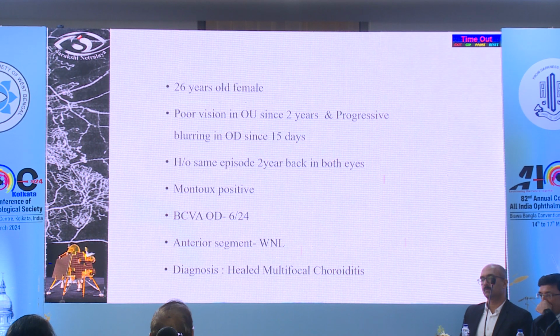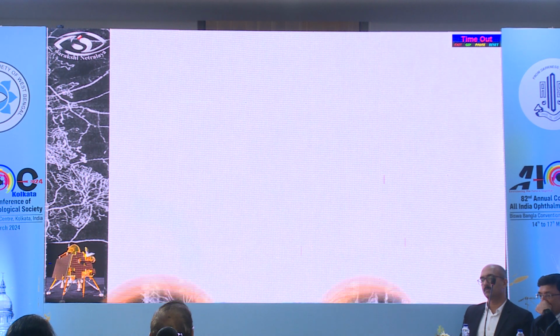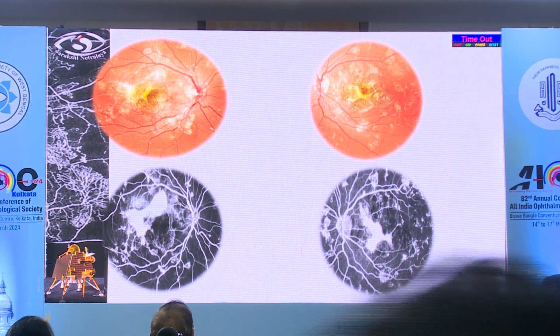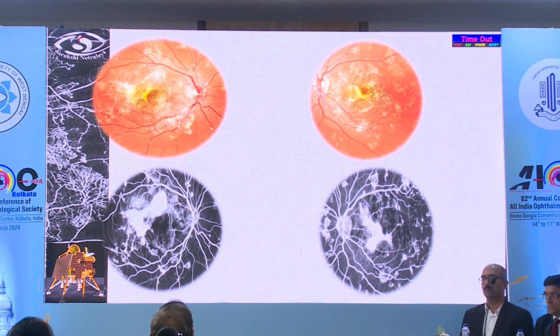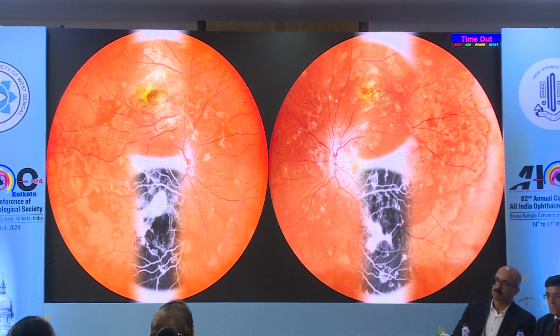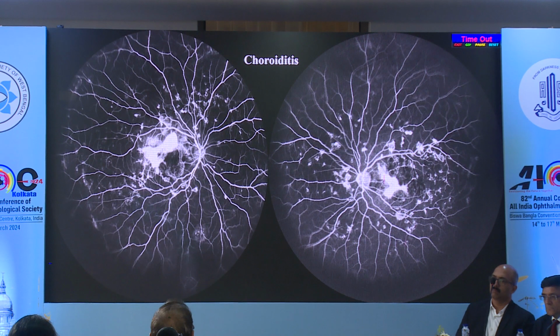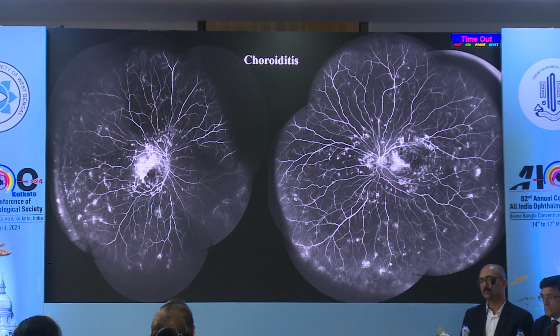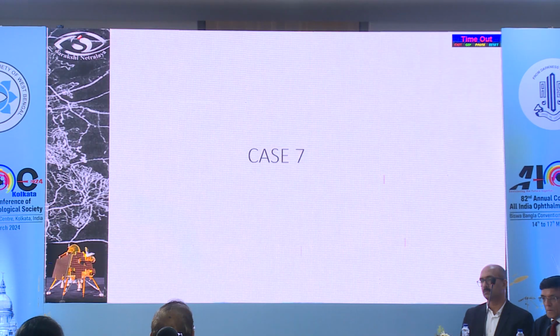This is a 26 years female who was Montauk's positive and had a healed choroiditis, but she complained of progressive loss of vision, which we could not explain on the basis of healed choroiditis patches. So we decided to do a fluorescein angiography, and we could pick up a peripheral dropout, and we had to treat him with laser along with steroids.